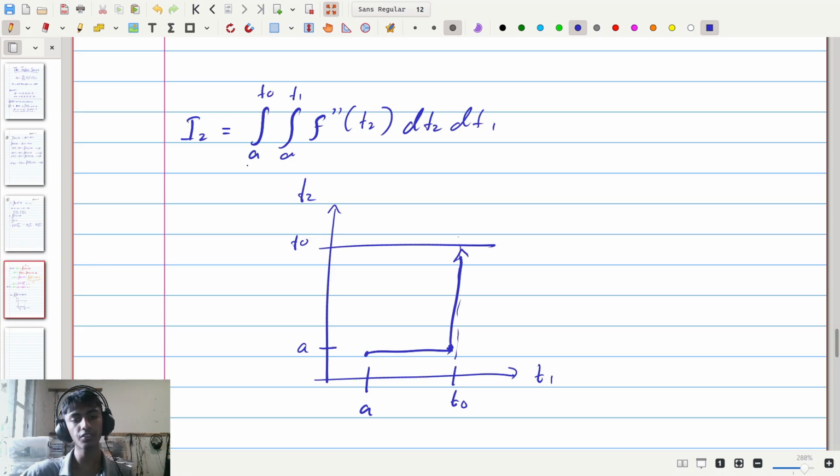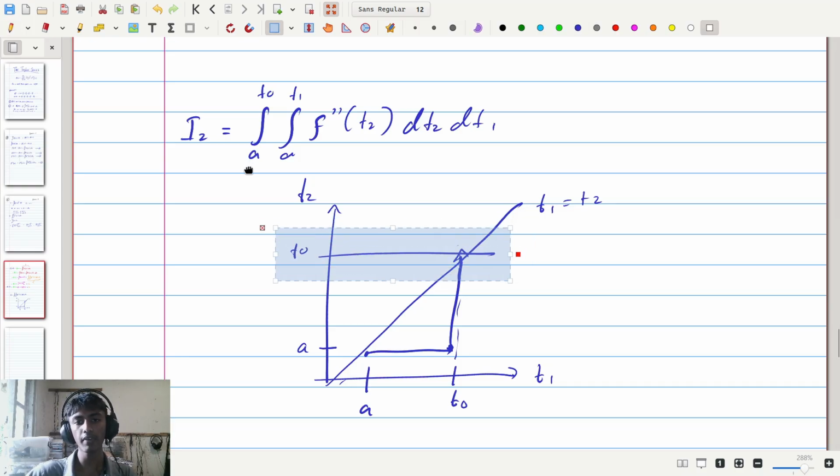So along this thing, what's going to happen is, along this line here, which is the line of, if I can draw it correctly, this line here, which is the line of t1 equal to t2, along this line we are going to have t2 being its maximum value at this point.